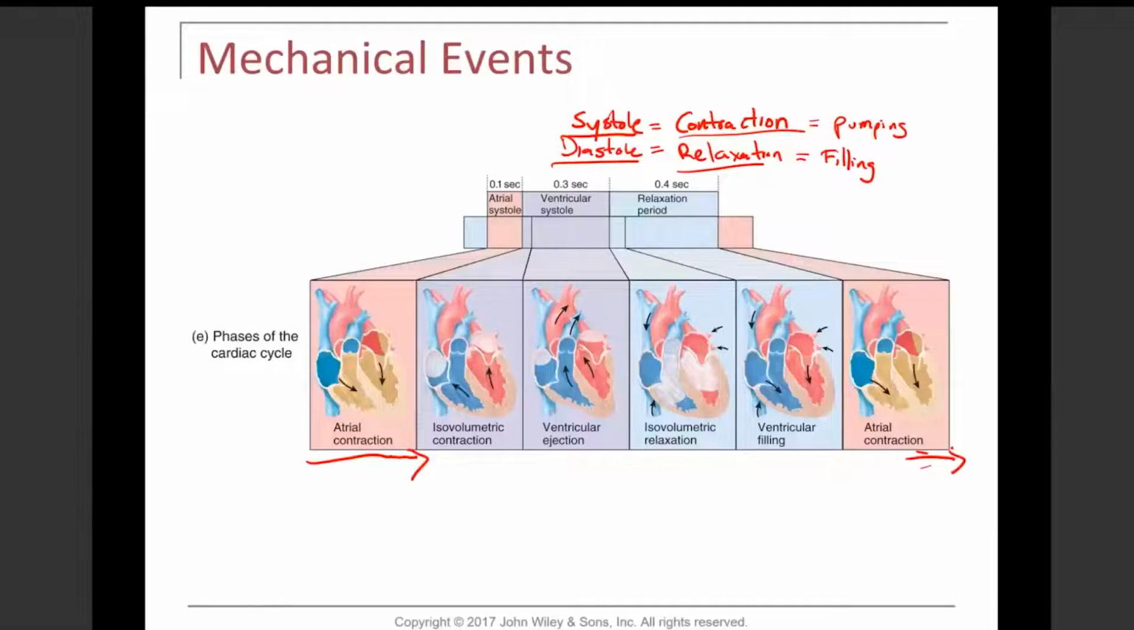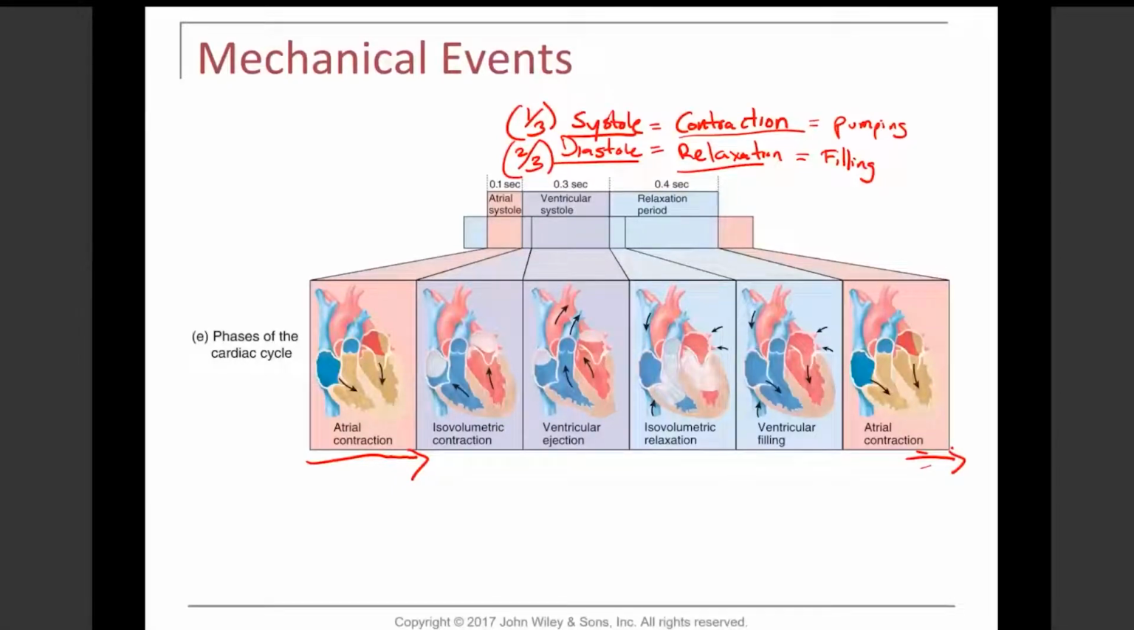And then you do end up in a period where everything's essentially relaxed. We call it the relaxation period. So there is a period of time where everything is in diastole. In general, your heart spends about 2/3 of the time in diastole. It's more relaxed than it is spending time contracting. So a third of the time in systole and 2/3 of the time in diastole. Keep that in mind. When we talk about mean arterial pressure, that comes in handy.